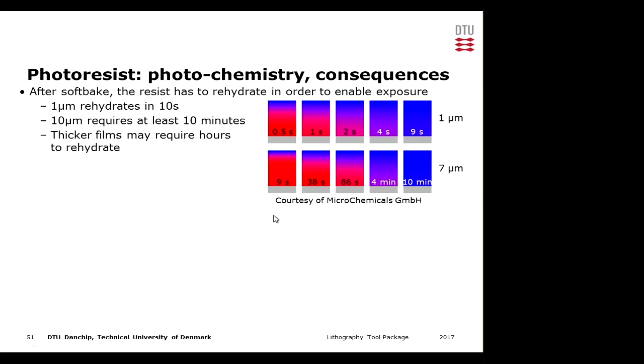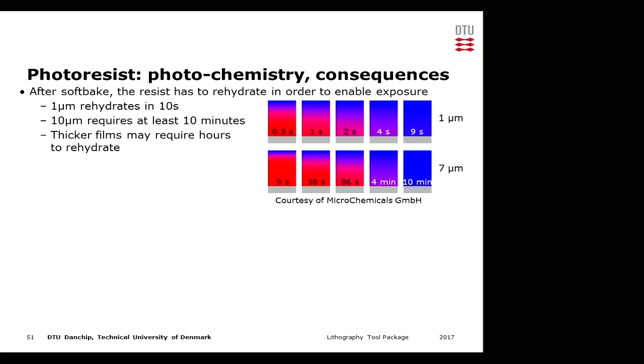But it also means that we need some water. There has to be an H2O molecule for each transformation of DNQ into the carboxylic acid. And when you do the spin coating and the soft bake, this is completely dry. This happens at around 100 degrees, so there's no moisture left in the film.